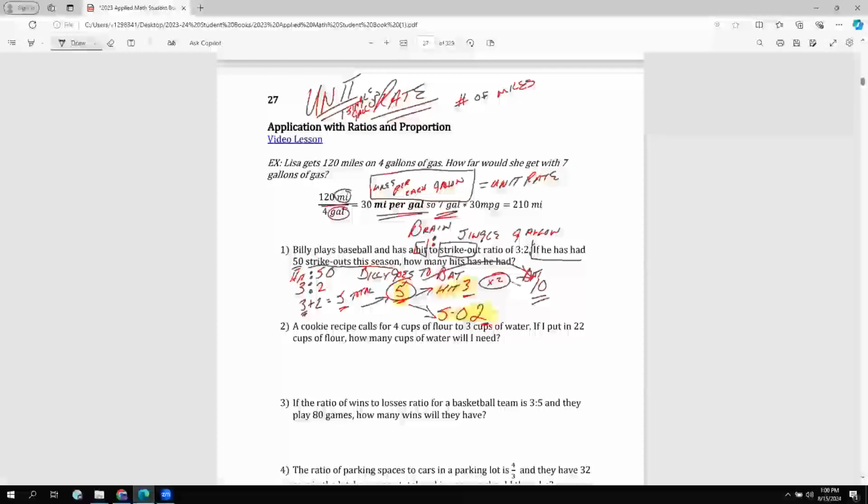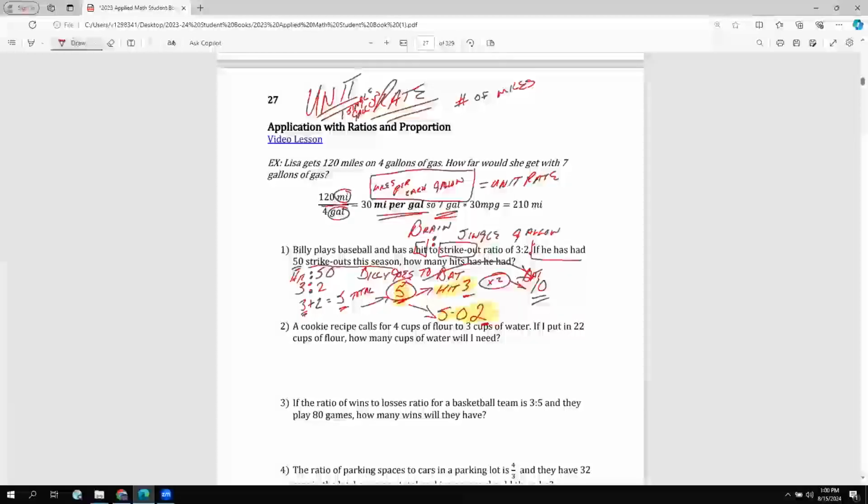So if I multiply it times 2 to get to 10, doesn't it make sense that this time it's 10 times? So you still use the same information. 3 times he got a hit, 2 times he got a strikeout. Students will say, so is it still 3 to 2? I'm going to be like, no, no, no, because 3 to 2 is 5.